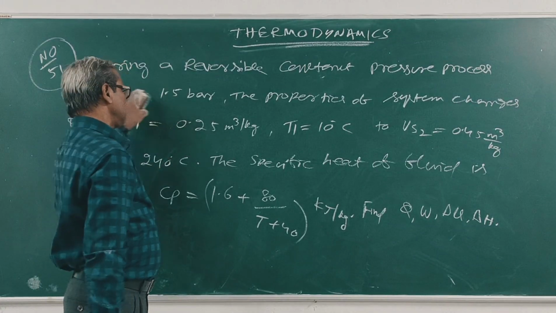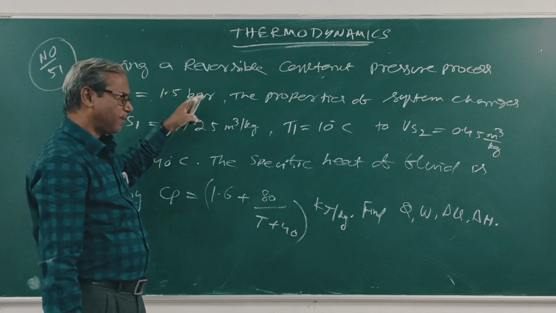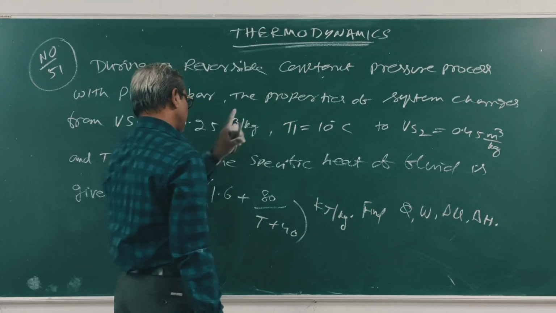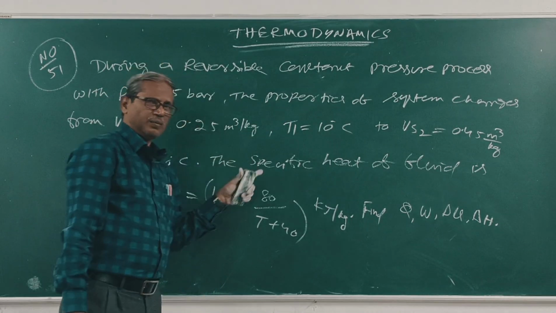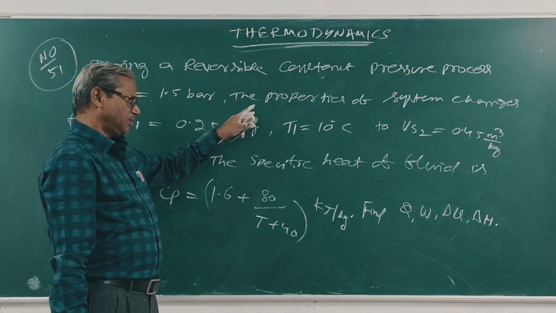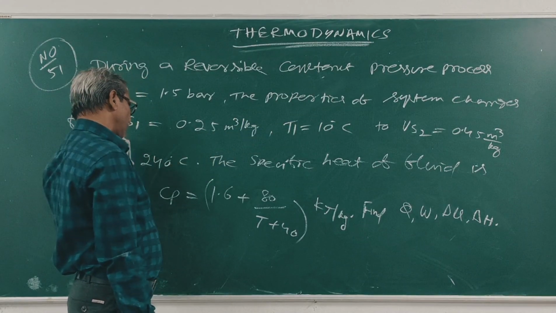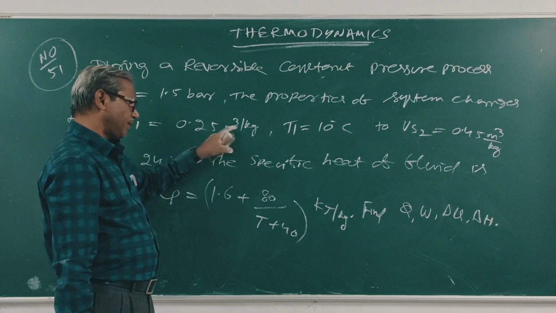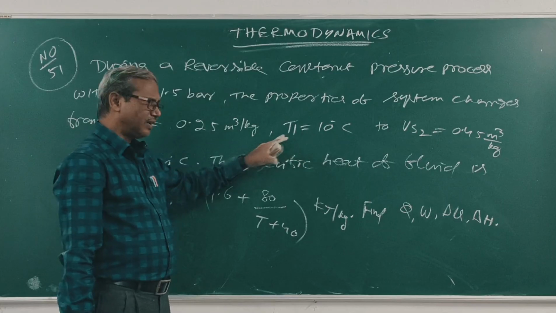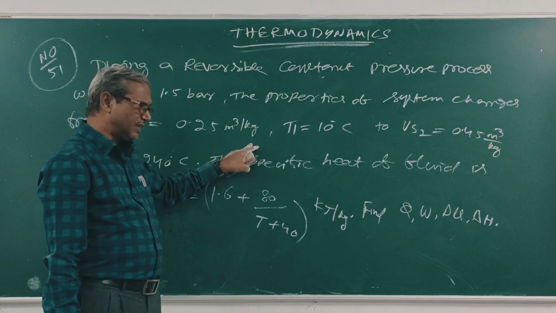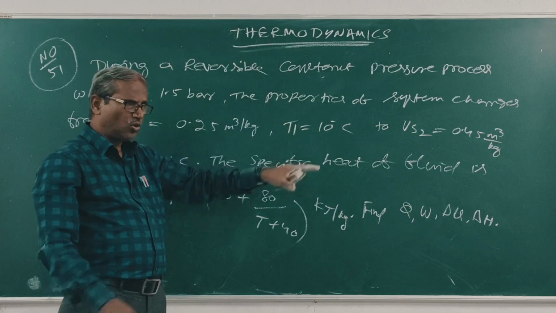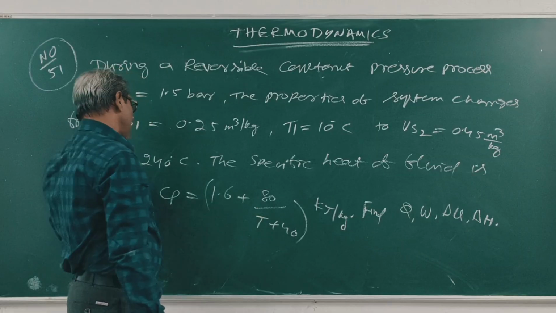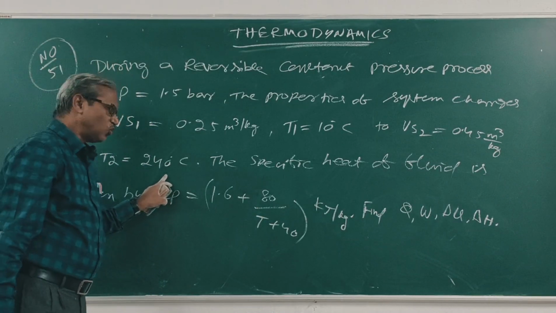Now, this is question number 51. Clear? The question is: during a reversible constant pressure process with pressure P of 1.5 bar, the properties of the system change from specific volume v1 of 0.25 meter cube per kg and T1 of 10 degree centigrade, to v2 equal to 0.45 meter cube per kg and T2 equal to 240 degree centigrade.